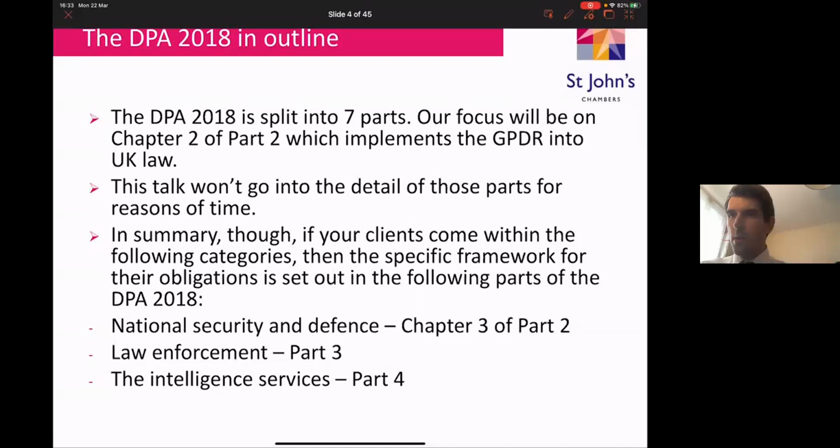The essential point, though, if your clients come within the following categories, then it probably is well worthwhile reading the specific framework for their obligations, which is set out in the other parts of the 2018 Act. So if you've got national security and defence clients, then it's Chapter 3 of Part 2. Law enforcement clients, and particularly there, those will be your police force clients or other associated agencies who deal in law enforcement with the police, then that's Part 3. And Part 4 of the Act, if you're lucky enough to have any intelligence services clients.